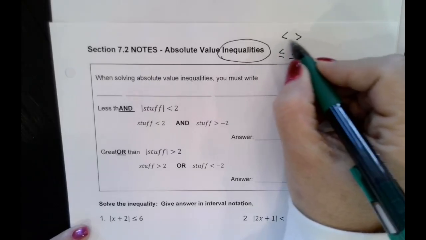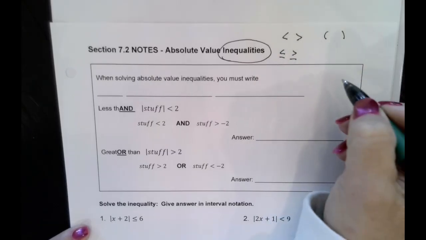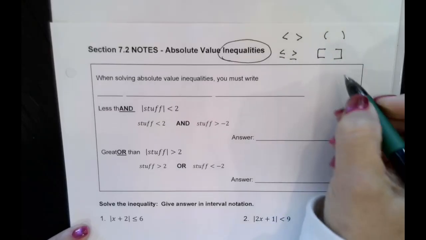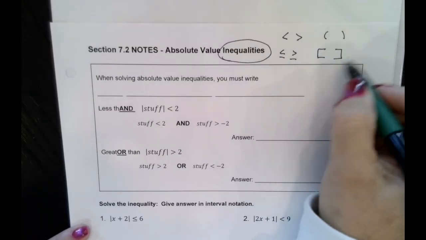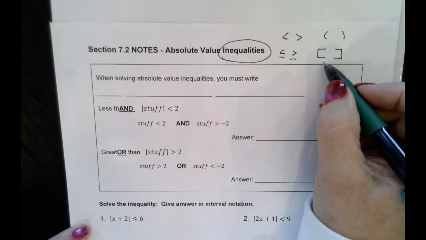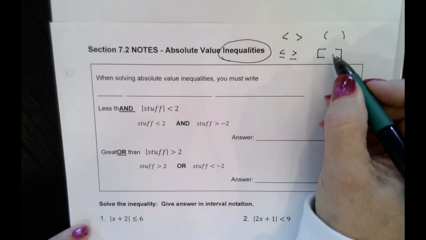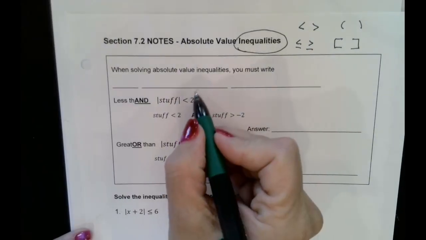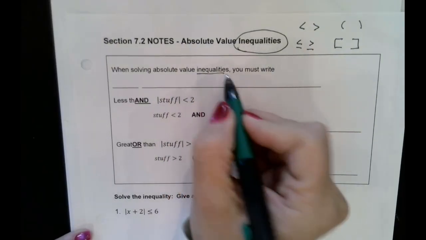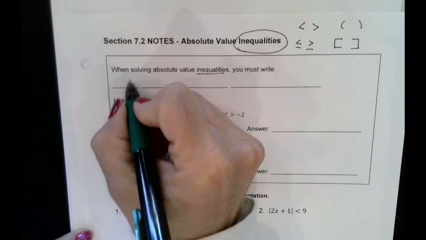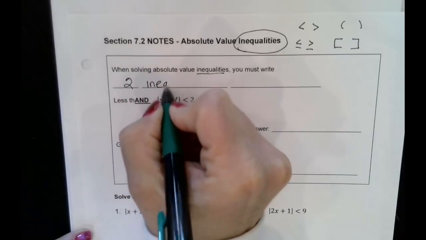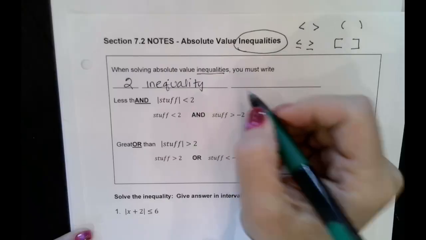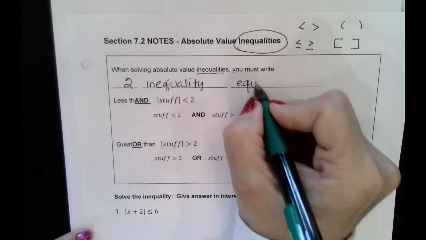So when it's just greater than or less than, remember we use parentheses. And when we add the equal, we use the brackets. So this comes back in this lesson because we're dealing with inequalities. So just remember this. Same thing that we see with an equality: if we have an inequality, you must still write two inequality equations.